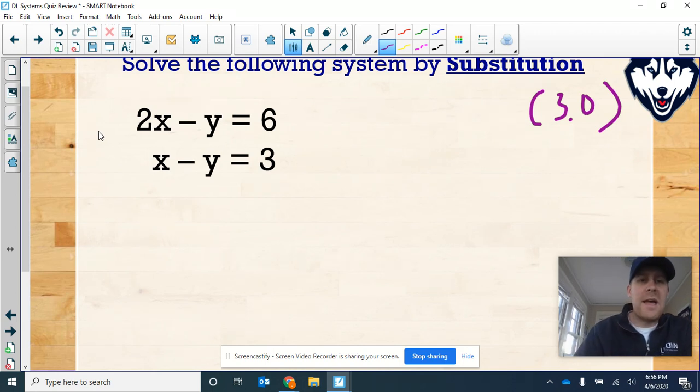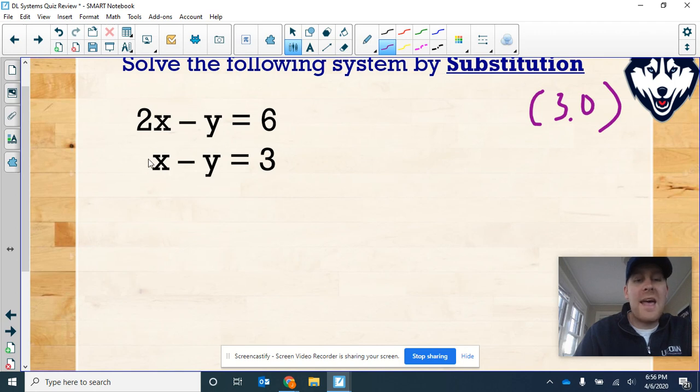When I'm looking at this, I'm looking at my options. This x term here has a coefficient of 2. This y term in my first equation has a coefficient of -1. In my bottom equation, this x term has a coefficient of +1, and the y term has a coefficient of -1. What I find to be the easiest is to get the variable by itself that has a coefficient of 1. That requires the least amount of steps. And I see that happening in the second equation here.